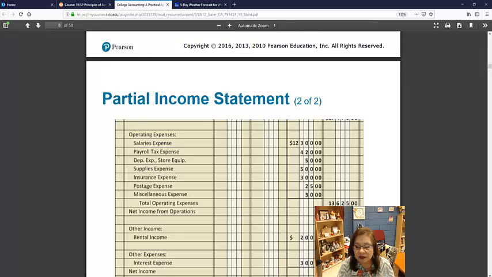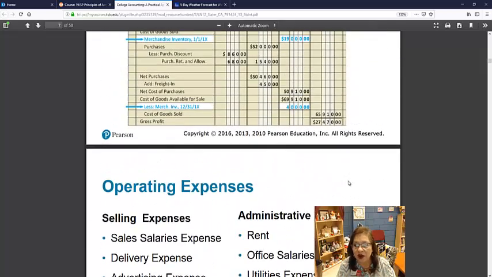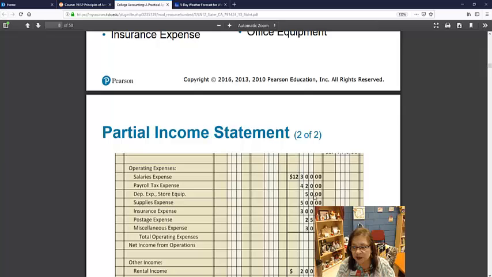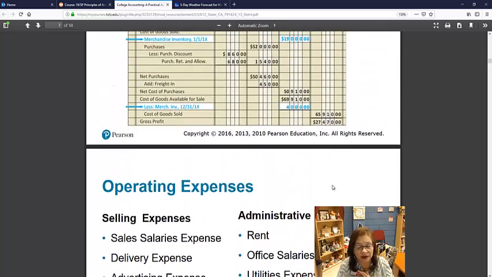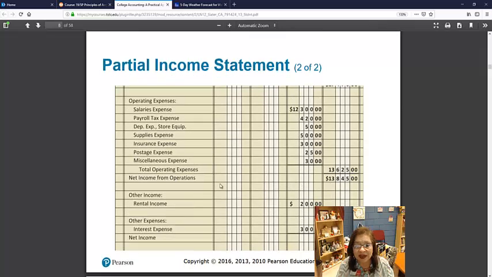So we take that, right, and we show that our net income from operations was only $13,845. Well, how the heck did you get that? Very simple. If you subtract the operating expenses, which total 13,625, from our gross profit, you end up with the net income from operations. Then you still have to add in any other income right here.